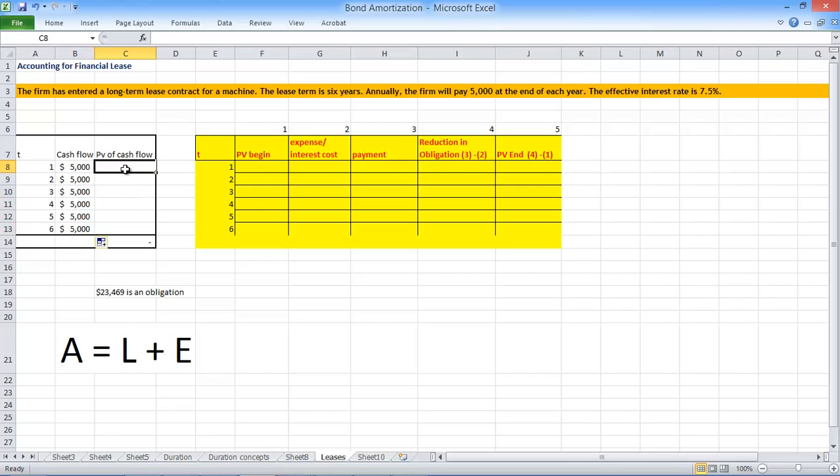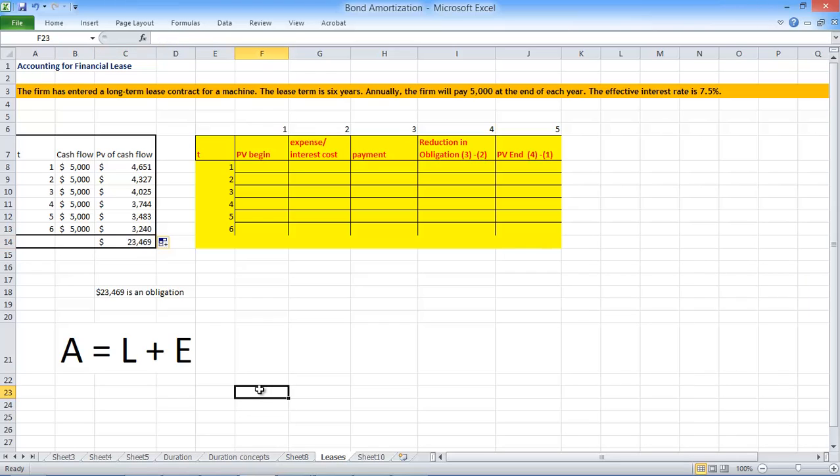Let's find out the present value of these cash flows. This is how you find this, divided by 1 plus, what's the effective interest rate? 1.075 raised to 1. So you can see $23,469 is the present value of this machine, or in other words, you can say $23,469 is the present value of these payments.